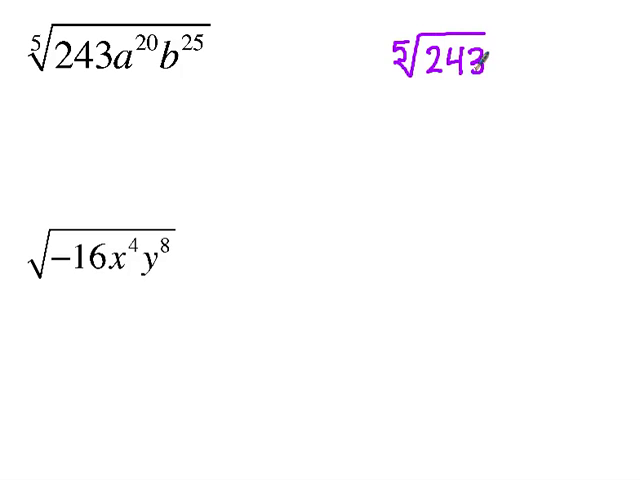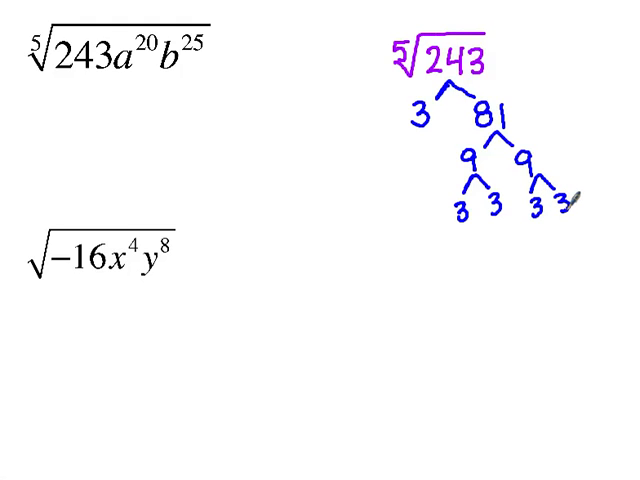Okay, so if you didn't know that, what we could do is just break down 243. I know that this is 3 and 81, right? I know that 81 is 9 and 9. I know that 9 is 3 and 3, 3 and 3. So let's count up how many 3s do I have? 1, 2, 3, 4, 5. So if I have a 5 out here, remember I can take out groups of 5. So I'm going to take out the 3, and there's nothing left inside.